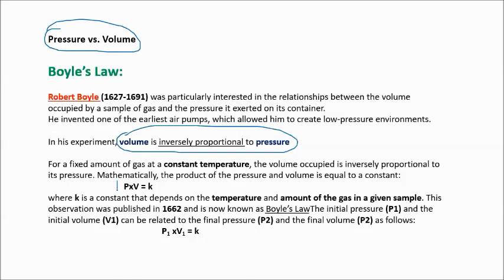So mathematically, P times V is equal to constant, or P is inversely proportional to V. Okay, so we have P times V is constant. This constant depends on temperature and amount of gas in a given sample. This observation was published in 1662. This is now known as Boyle's law.